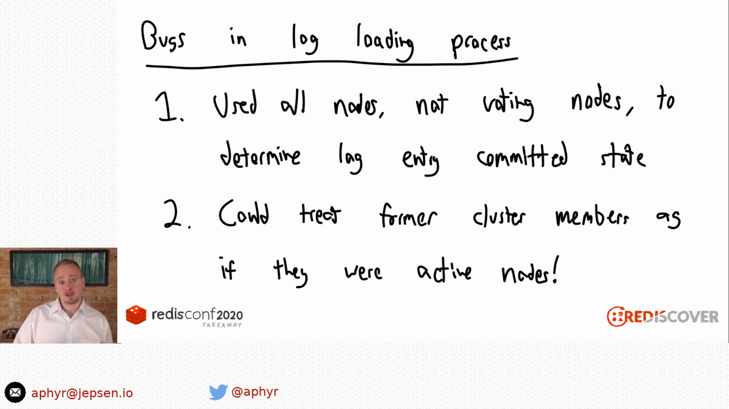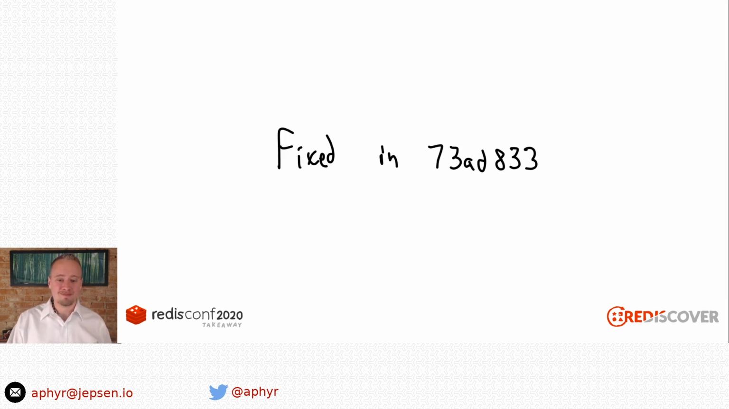So when it's replaying the cluster membership state, it accidentally used the set of all nodes rather than just the voting nodes in order to determine the committed state, and that resulted in entries being inappropriately considered uncommitted. It could also treat former members of the cluster as if they were still active. It could treat former instances of the same node as if they were still active, which meant it could send itself messages and maybe get responses back. All kinds of weird things could happen. So this was fixed in 7.3 AD.